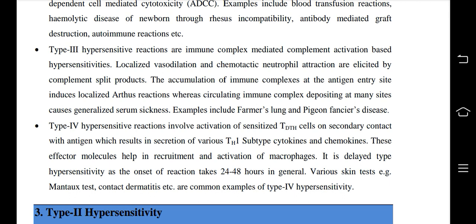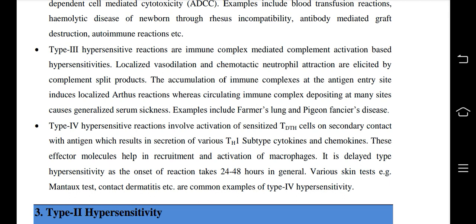Type 3 hypersensitivity reactions are immune complex mediated complement activation based hypersensitivities. Localized vasodilation and chemotactic neutrophil attraction are elicited by complement split products. The accumulation of immune complexes at the antigen entry site induces localized Arthus reactions, whereas circulating immune complexes depositing at many sites cause generalized serum sickness. Examples include farmer's lung and pigeon fancier's disease.